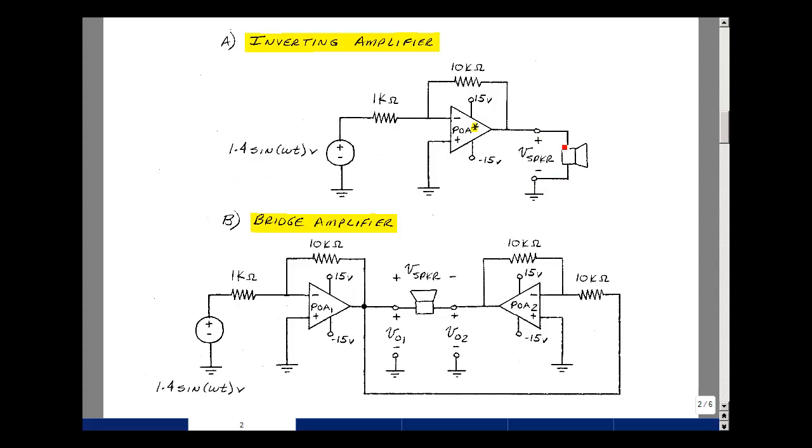of omega t. Now to drive a speaker, it's a relatively low resistance, and we need a special kind of op-amp that can deliver the current. This is called a power op-amp. We're going to look at building one of these in the lab.